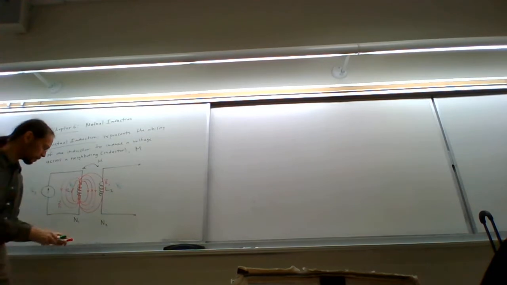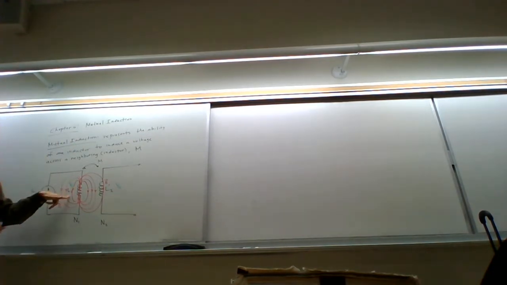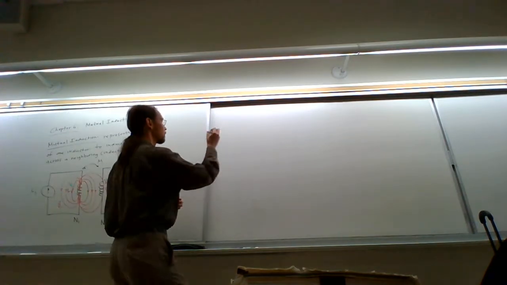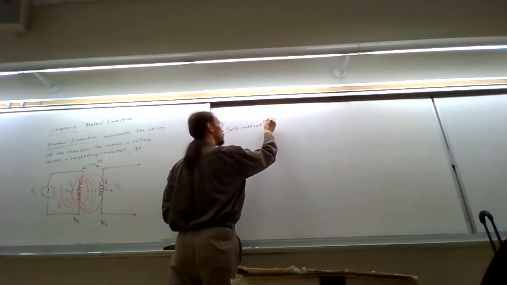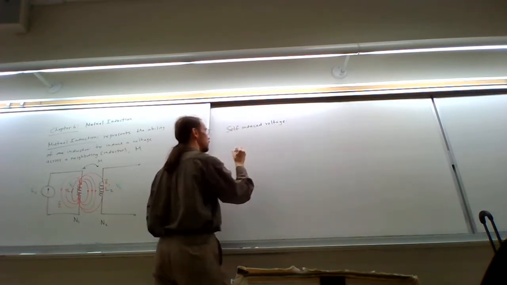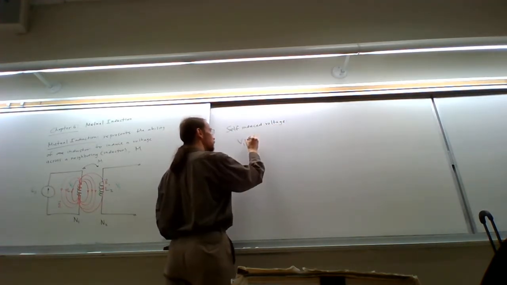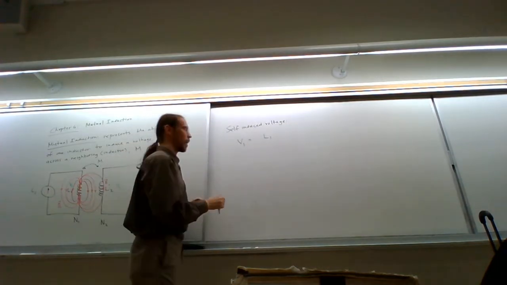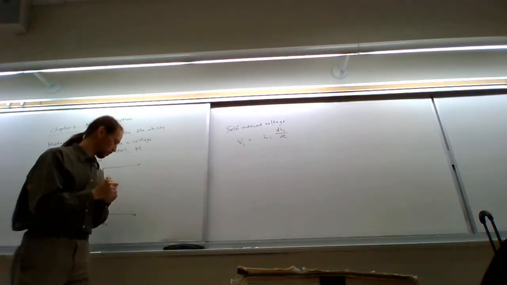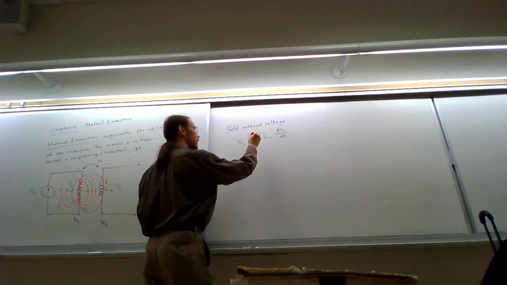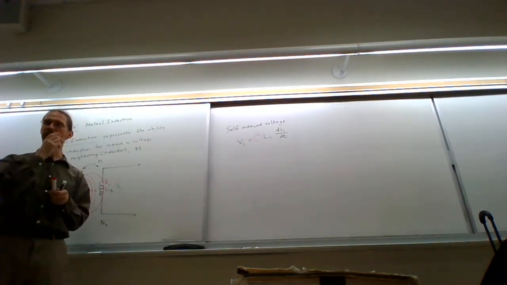Now, this voltage V1 that's associated with L1 has a special name. That's what they call a self-induced voltage. So the self-induced voltage here is going to be what we call V1, and it is L1 times the time rate of change of the current that happens to be flowing through that inductor. Now, I'm going to place a red circle around here for a very good reason, which will be explained in a second.